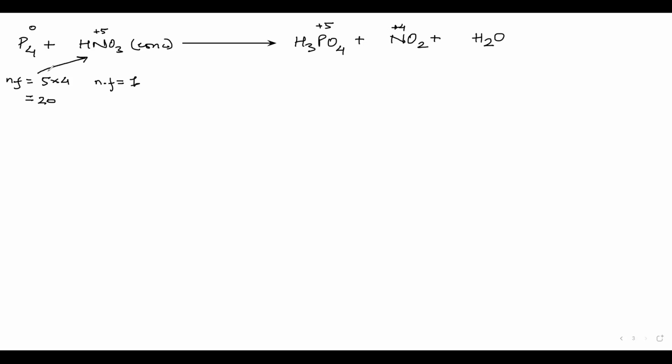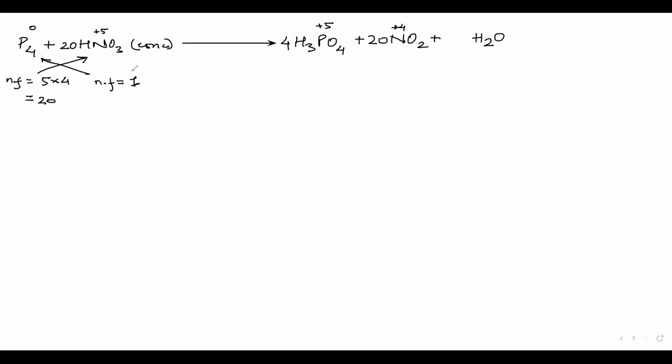Now cross it, so here you will get 1, and here you will write 20. Okay. Now how many phosphorus are there? 4, so just write 4 here. How many nitrogens are there? 20, so just write 20 here.